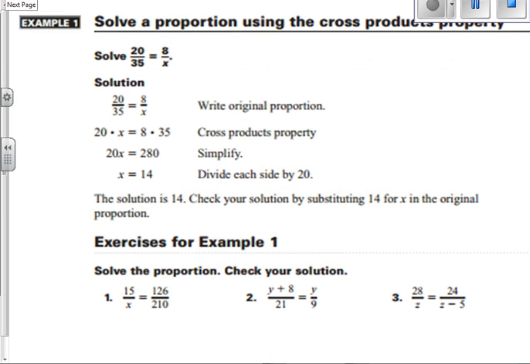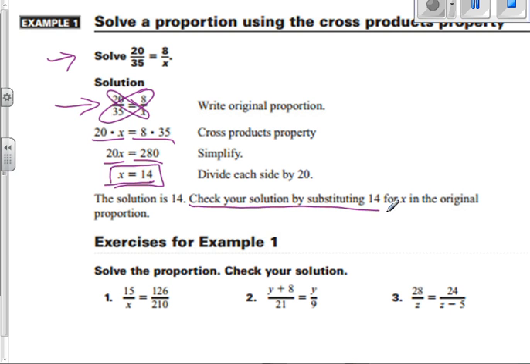So now here's our proportion. 20 divided by 35 is equal to 8 over x. You write your original proportion, and then we're going to use the cross product, which basically means you cross multiply. So 20 times x is equal to 8 times 35. So you have 20x is equal to 280. Divide both sides by 20, and you come up with x is equal to 14. Okay, the solution is 14.